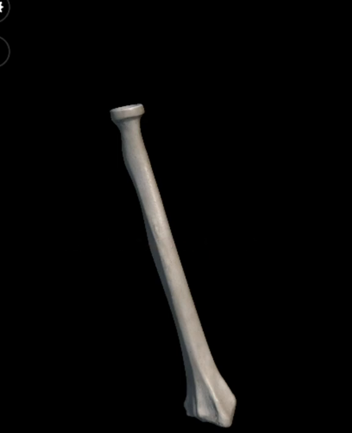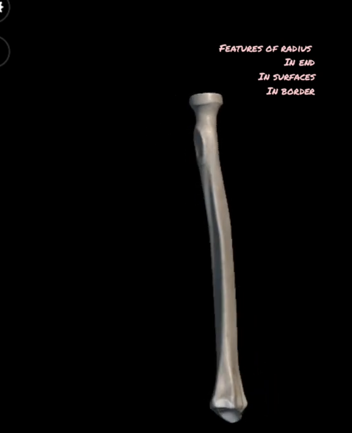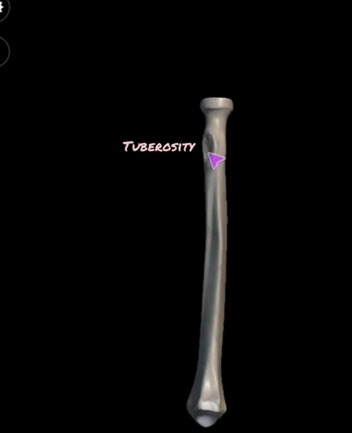We have already talked about the upper end and the lower end. In the upper end, the head is disc-shaped and covered with hyaline cartilage. The neck is enclosed by the narrow lower margin of the annular ligament, and the tuberosity lies just below the middle part of the neck. So this is the tuberosity. Now let us talk about the shaft.